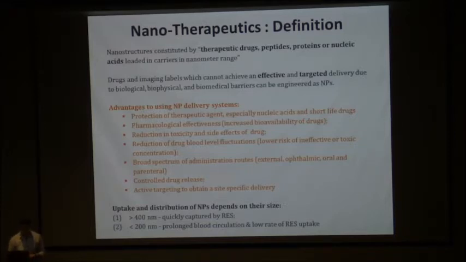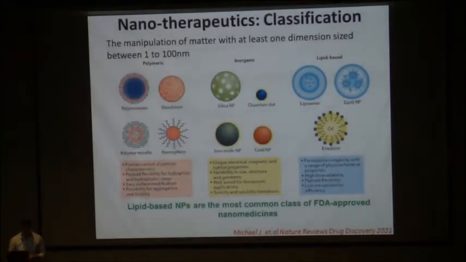Uptake and distribution of the nanoparticles depend on their size. Particles of more than 400 nanometers are quickly captured by the reticuloendothelial system. So people use below 400 nanometers, and molecules of less than 200 nanometers have prolonged blood circulation with a low rate of reticuloendothelial uptake. Any molecule which ranges from 1 to 100 nanometers can be used as a nanoparticle. They are polymeric, inorganic and lipid based.